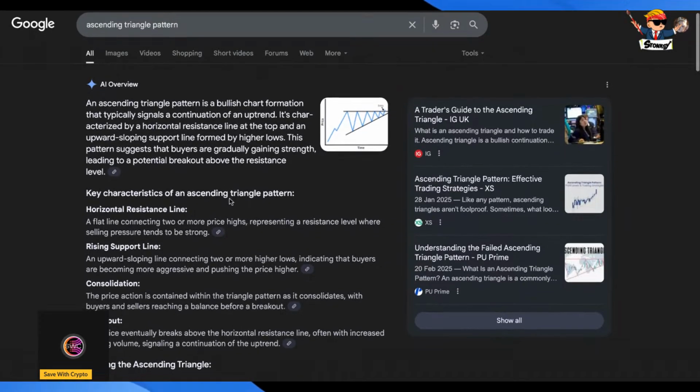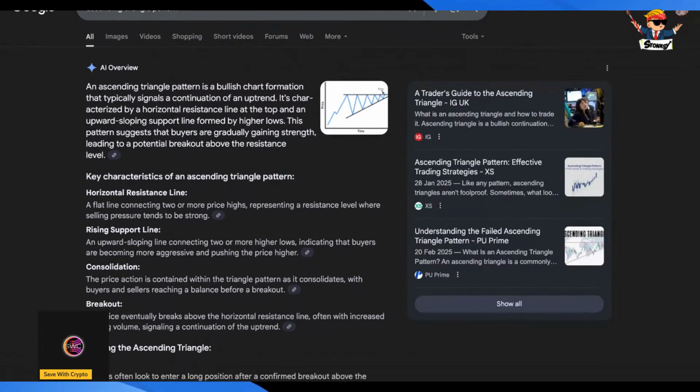So this here says an ascending triangle pattern is a bullish chart formation that typically signals a continuation of an uptrend. It's characterized by a horizontal resistance line at the top and an upward sloping support line formed by higher lows. This pattern suggests that buyers are gradually gaining strength, leading to a potential breakout above the resistance level.